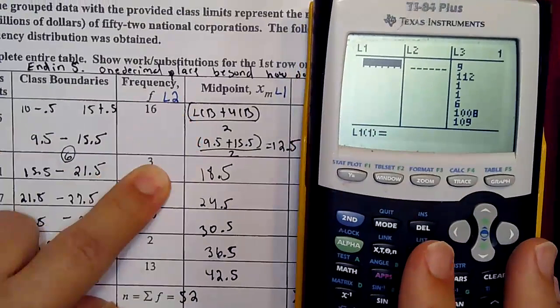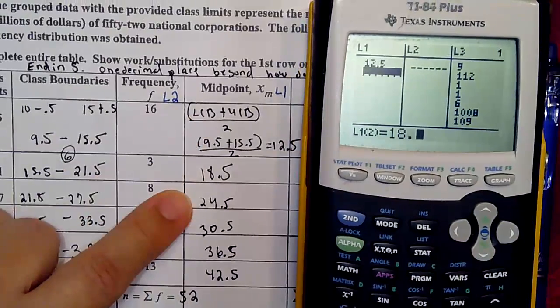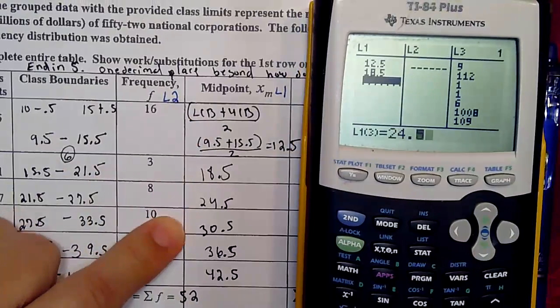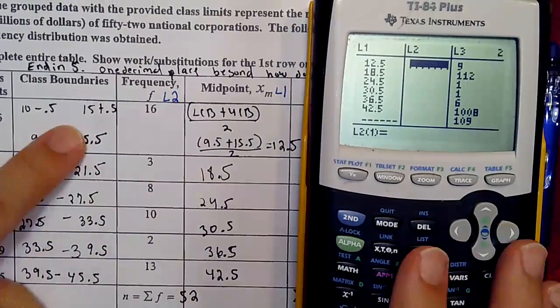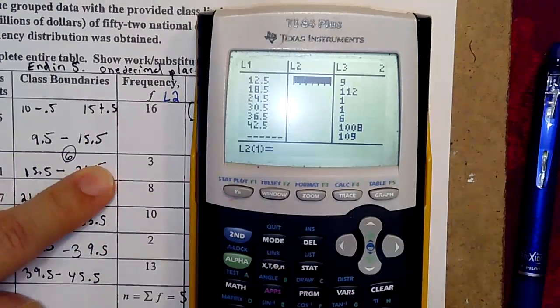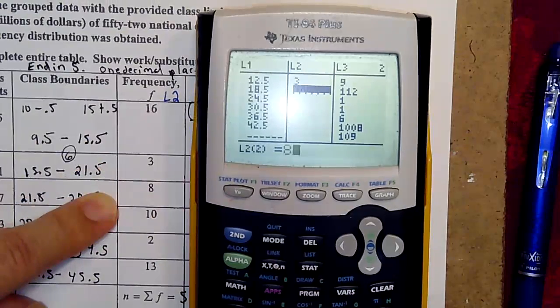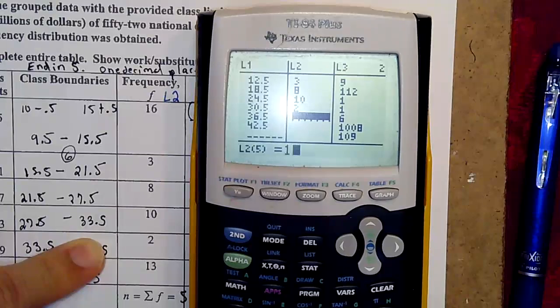So we have 12.5, 18.5, 24.5, 30.5, 36.5, 42.5. You go to the second column, L2, and then input the frequency data there. So 3, 8, 10, 2, 13.